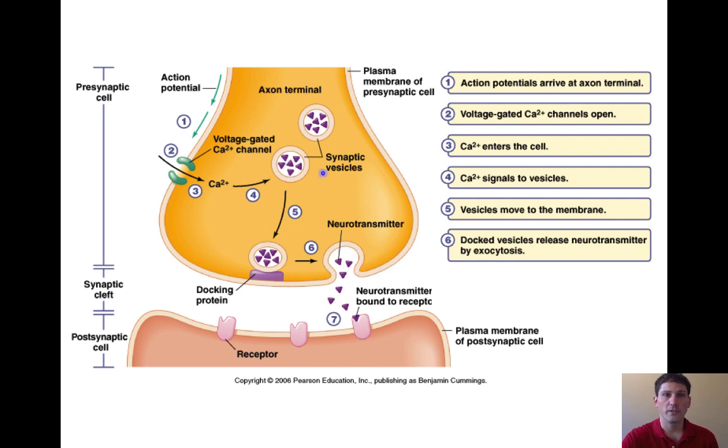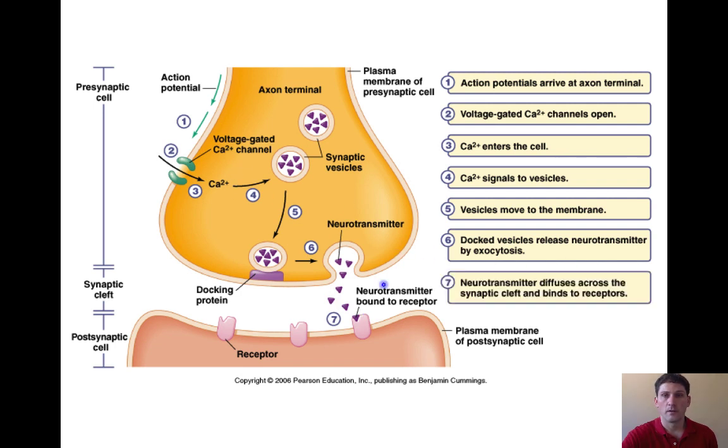And as those are released, new vesicles are making their way to redock and get prepped and ready so that they can release their neurotransmitters if there was another signal coming down. So that neurotransmitter is then going to diffuse across the synaptic cleft and bind to a receptor on the postsynaptic cell. That receptor should open and allow ions to move into this postsynaptic cell here, and that's going to cause an EPSP or an IPSP on this postsynaptic cell.